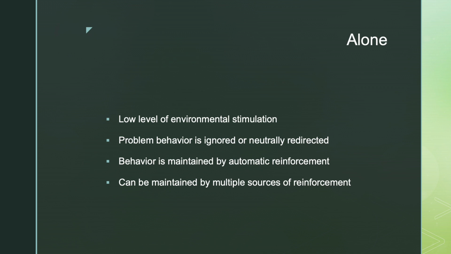The last condition that we're going to talk about here is the alone condition. So this is a low level of environment stimulation. Problem behavior is ignored or neutrally redirected if it occurs, and the behavior can be maintained by automatic reinforcement or multiple other sources of reinforcement.